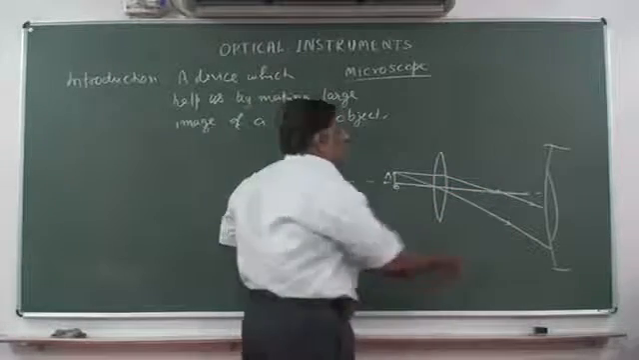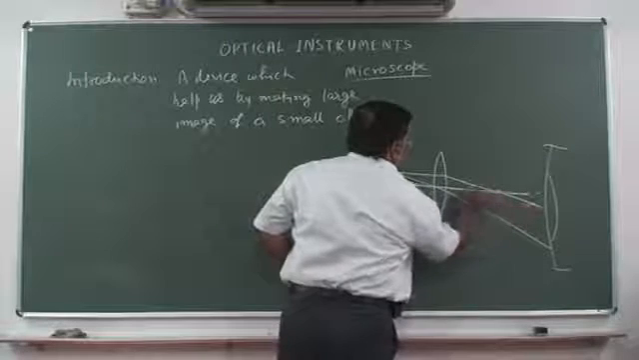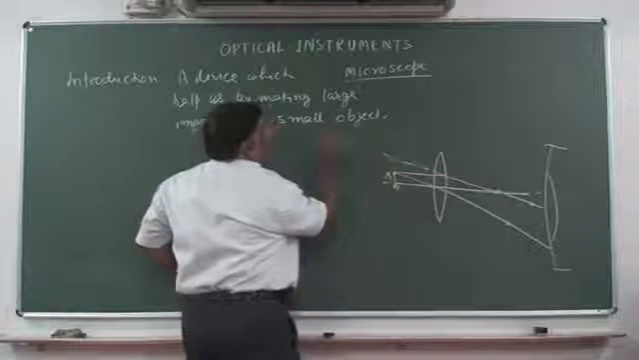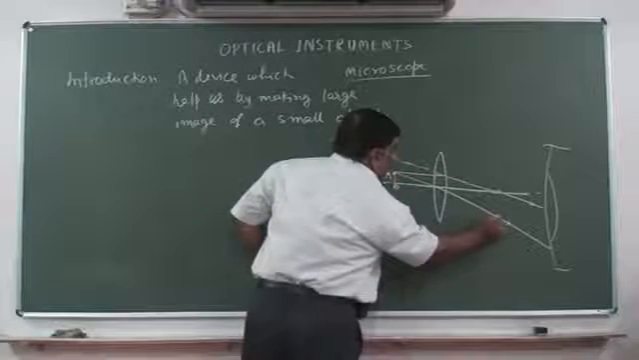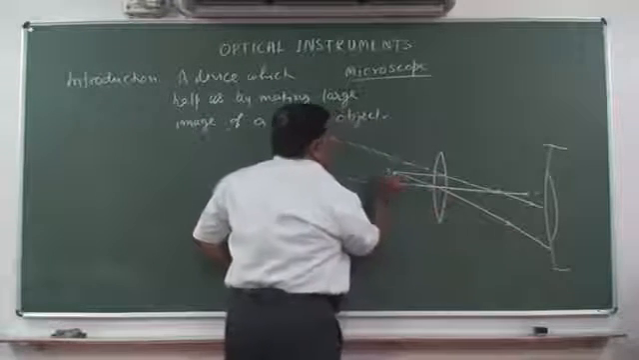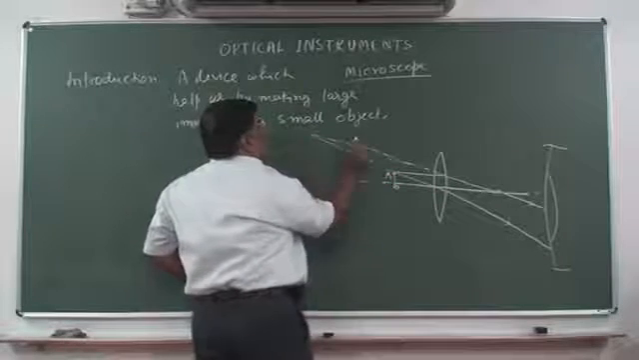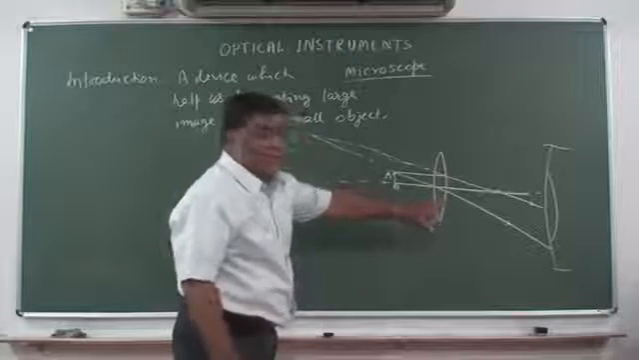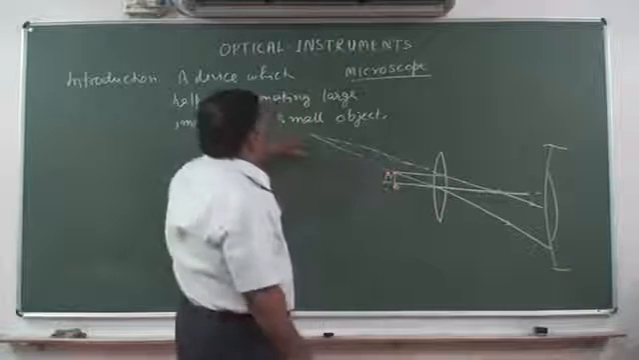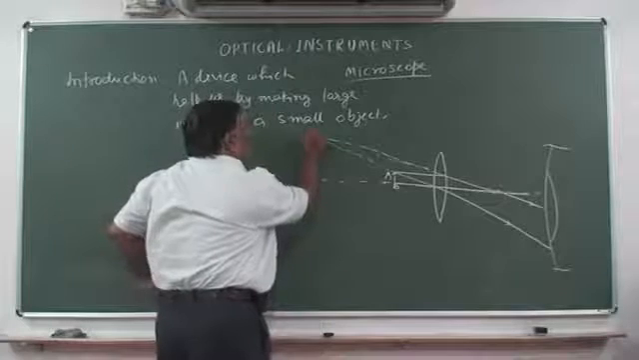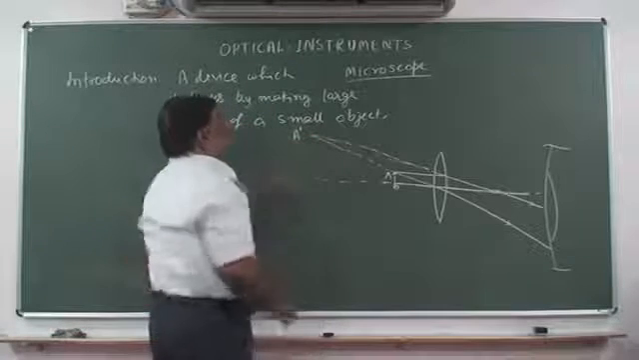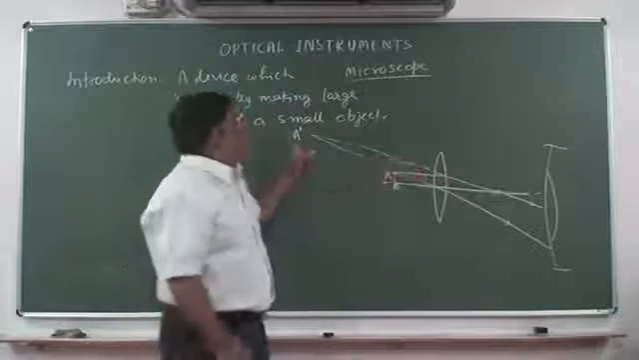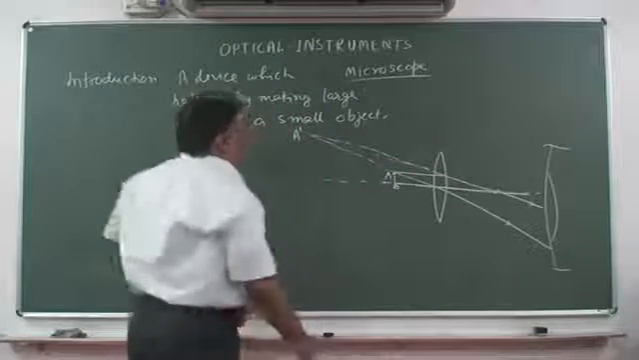Then where do we see the object? The eye observes that A is somewhere here. Due to this ray, I observe that A is somewhere here. Now, where is A? To the eye, it appears that A is somewhere here because this is the point from where both the rays appear to come. So A dash is the image of A.